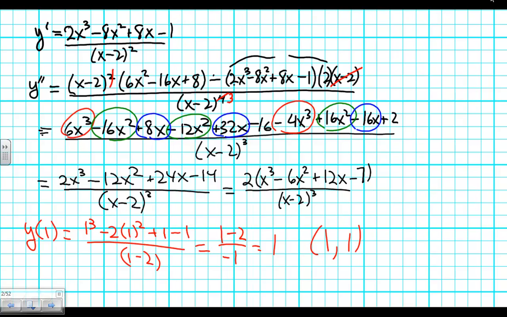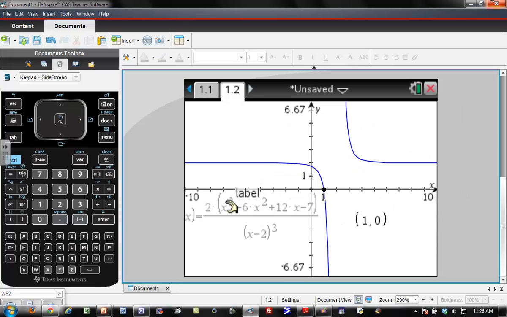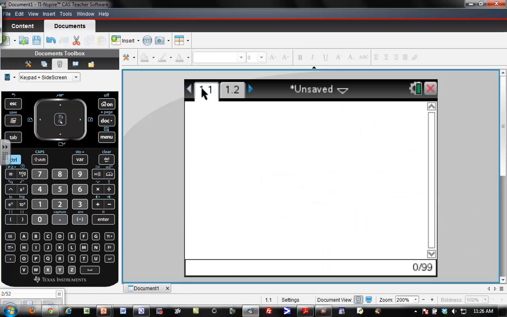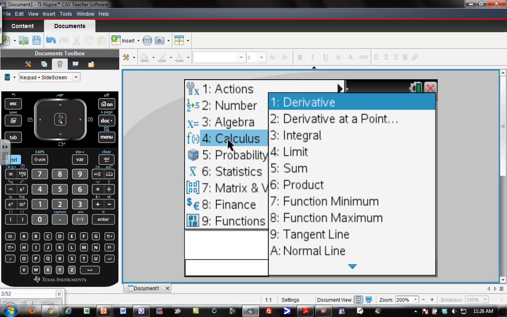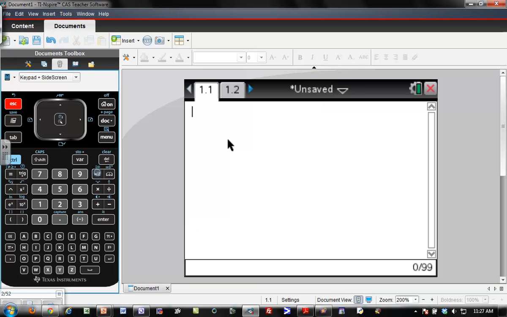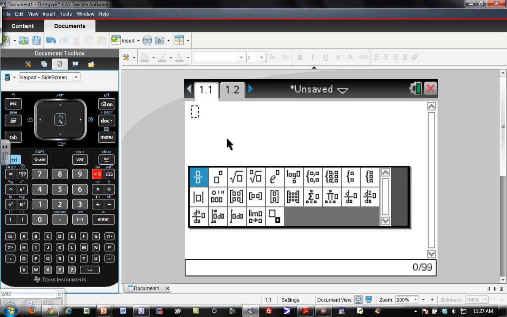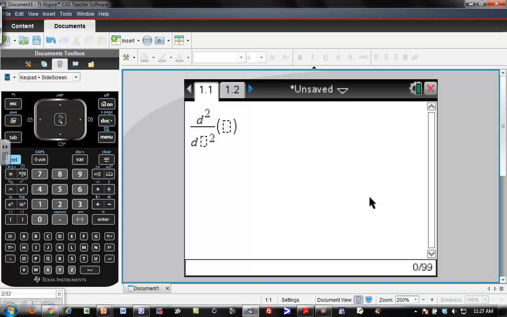All right, I now want this class to handle the last part of this problem this way. At some point when you're doing this problem, you may have gotten overwhelmed with just getting to the point where we have the second derivative. I just want to remind you that in the template menu, we have the ability to ask for the second derivative.